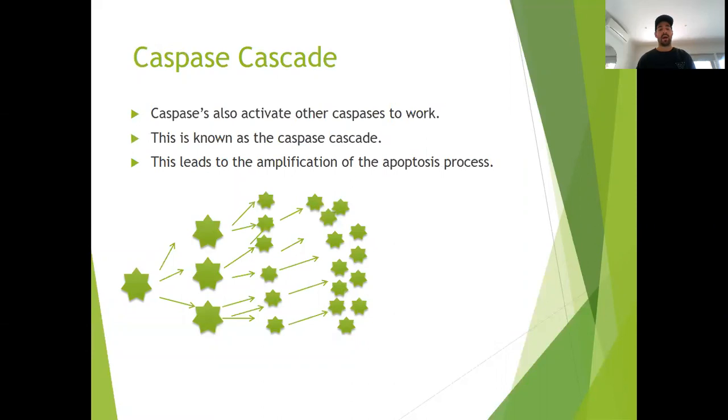The second term is you're going to hear this term called the caspase cascade. This is where one caspase will actually activate other caspases, and like a chain reaction, we can have one caspase activates multiple others. And this just means that one signal can actually amplify the apoptosis process. It makes it into a really big reaction, just starting from one caspase being activated. So that's called the caspase cascade.